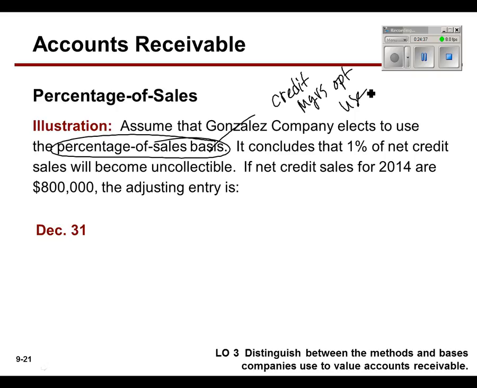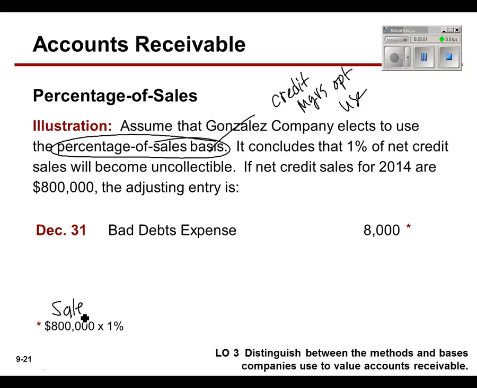So you just say, okay, if you have X amount of sales, based on the percentage of sales concept, we're probably not going to get 1 or 2% of them back. They're going to be deemed uncollectible. So what would it look like? Bad debt expense of $8,000. Whoa, where'd we get that number?